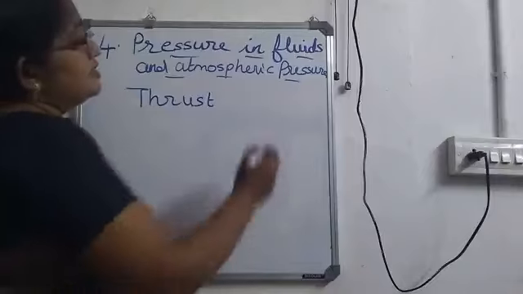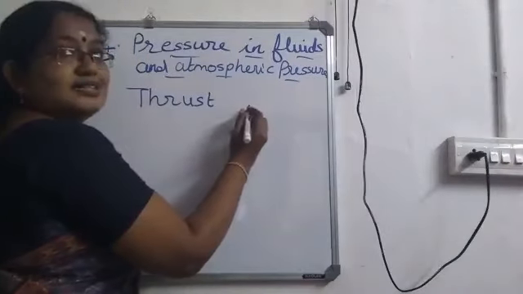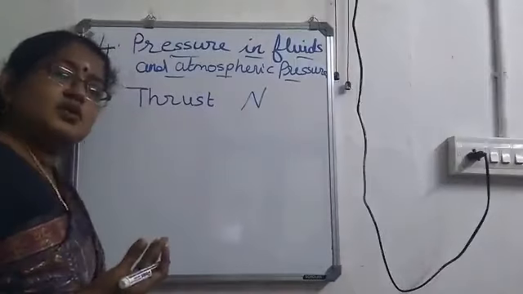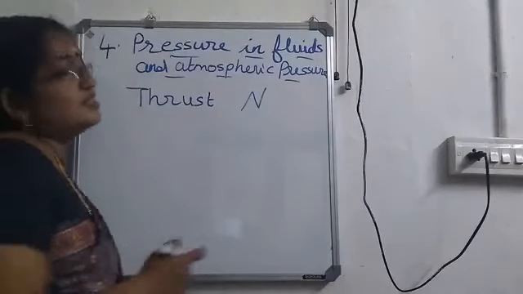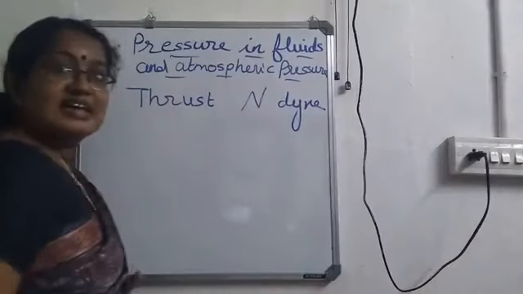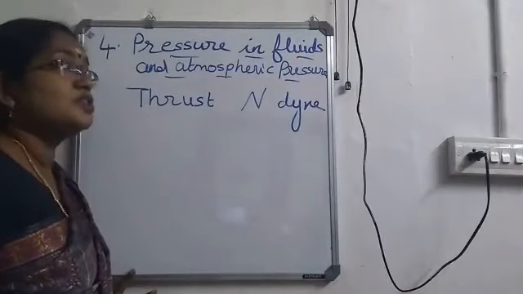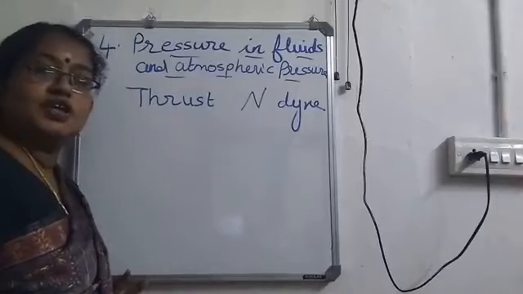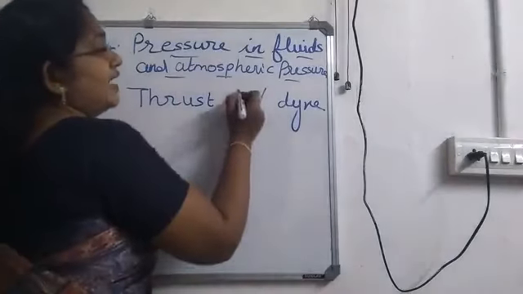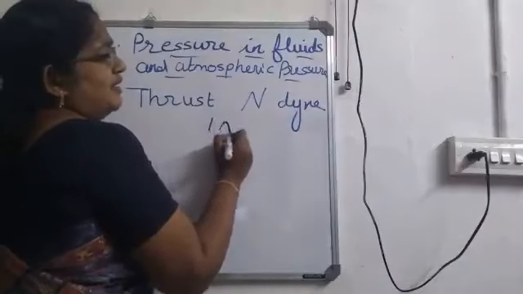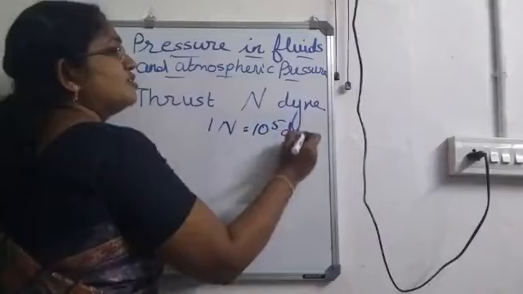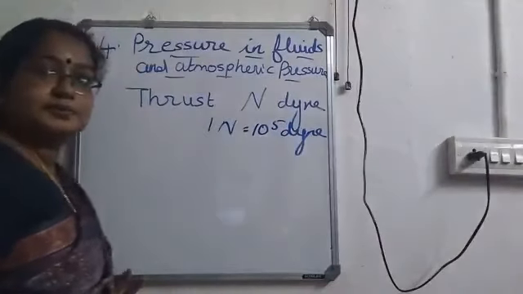Now, since it is a force, what will be its SI unit? SI unit of force is Newton. Thrust is also a force, so its SI unit is Newton. And what about the CGS unit? It is dyne. So keep this in your mind. SI unit of force is Newton and CGS unit is dyne. And in the last chapter we learned the relation, isn't it? 1 Newton is equal to 10 raised to 5 dyne.